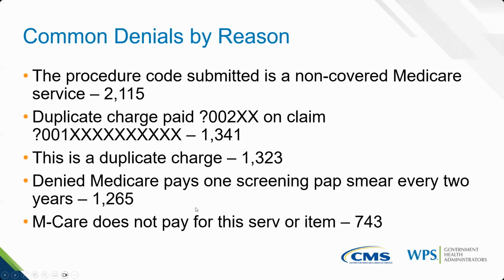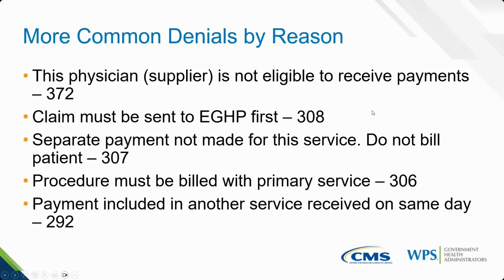Next common denial: Medicare pays only one screening pap smear every 2 years, 1,200. We know that there's a frequency parameter for screening paps once every 2 years. If it's billed more than that, it's going to be denied. So you want to take a look at those self-service tools that will show you the last date these were indeed billed. Medicare does not pay for this service or item. 743 means it's a non-covered service. Again, that Medicare relative value file will show you the status for each code.